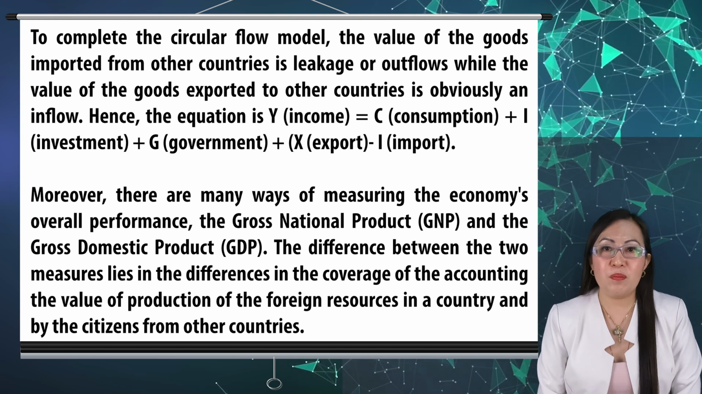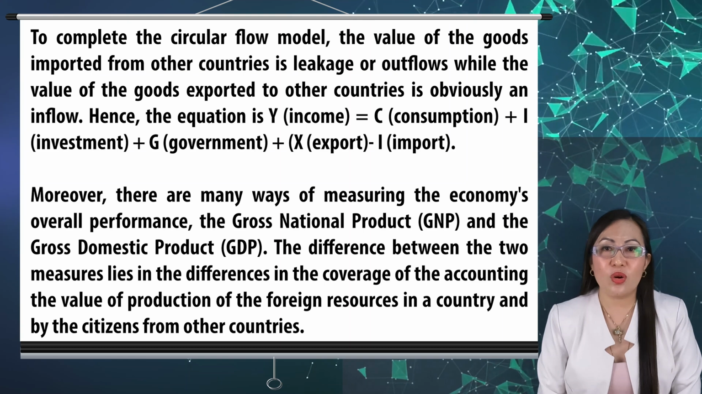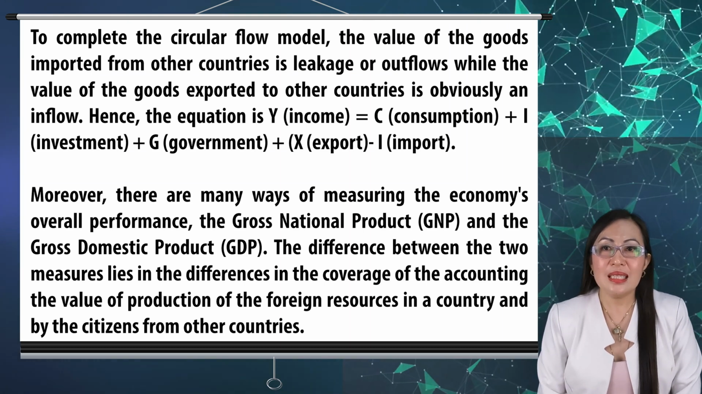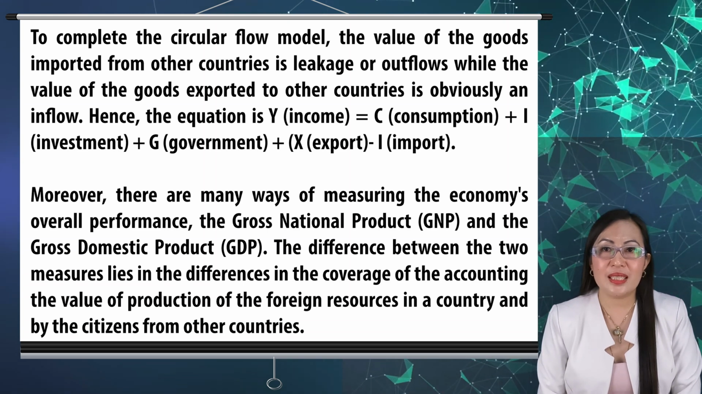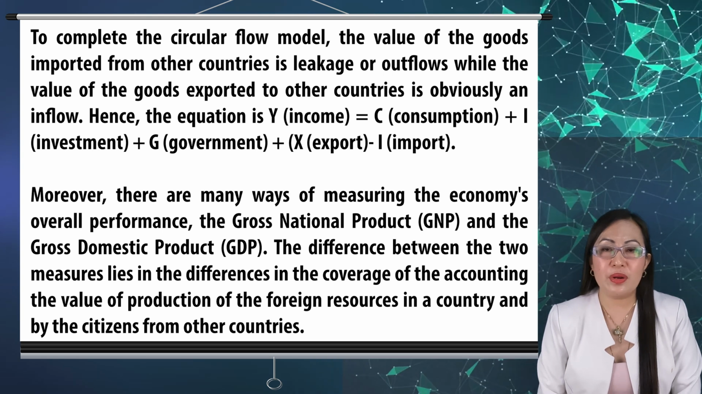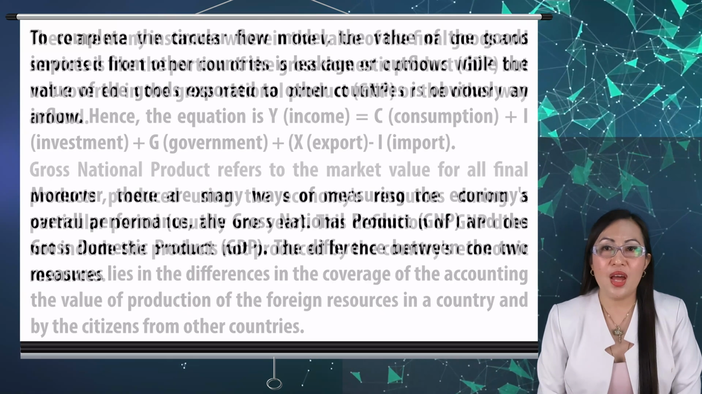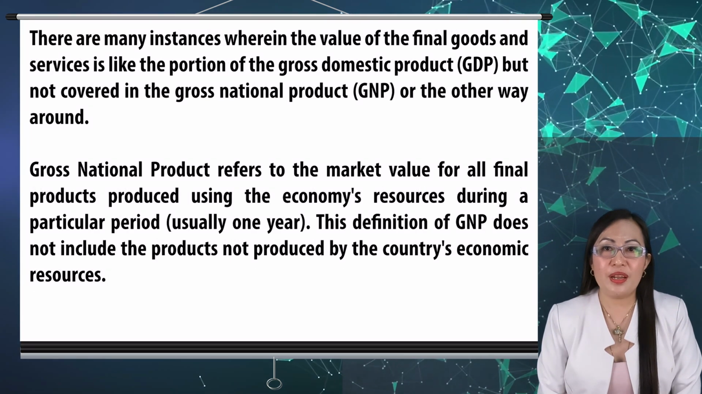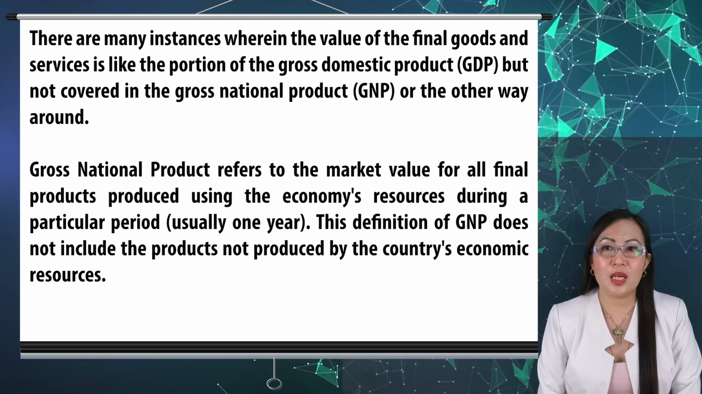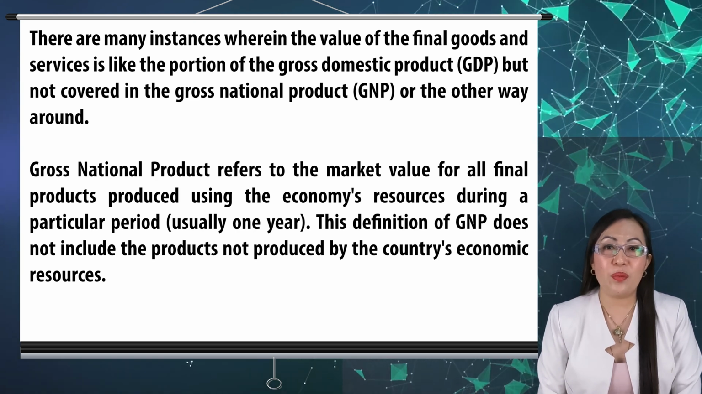Moreover, there are many ways of measuring the economy's overall performance: the gross national product or GNP and the gross domestic product or GDP. The difference between the two measures lies in the coverage of the accounting of the value of production of the foreign resources in a country and by the citizens from other countries. There are many instances wherein the value of the final goods and services is part of the gross domestic product but not covered in the gross national product, or the other way around.